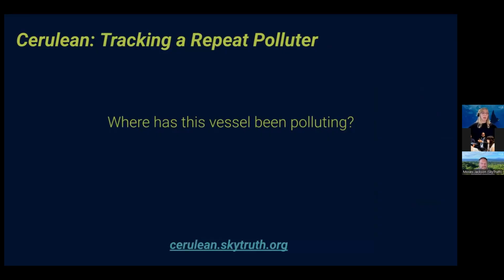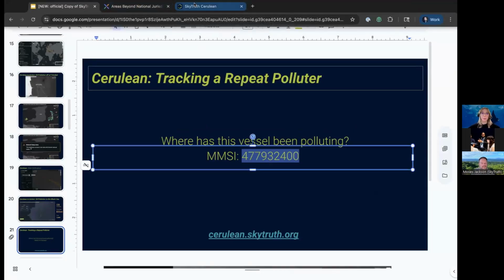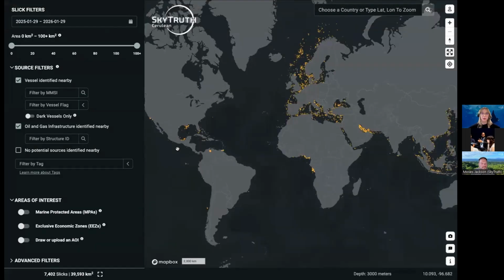So I'm just going to give one example of another way that you can use Cerulean. So every vessel has its own maritime mobile service identifying number. And you can actually type these numbers into Cerulean and see if a vessel has been associated with any slicks. So let's say you were interested in knowing, where has this vessel been polluting? Has Cerulean detected any pollution from this specific vessel? So let's take the number here, put it into Cerulean. Can you all see this? I hope. Let me know if you can't see Cerulean. We're going to paste the number into here.